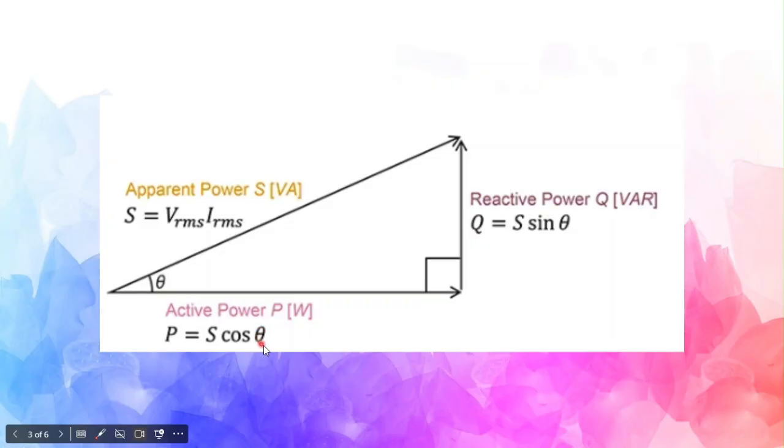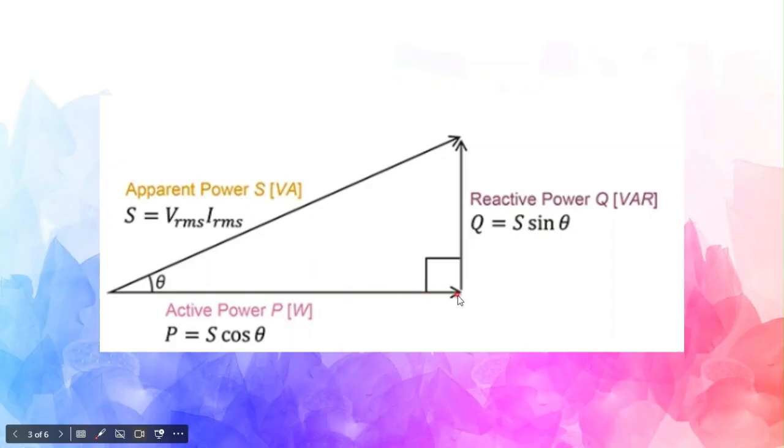When voltage and the current are in the same phase, it means this phi or theta is zero. So cos 0 equal to 1, it means P equal to S, which means active power becomes the apparent power.